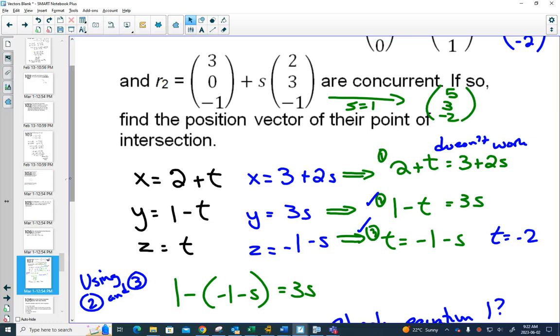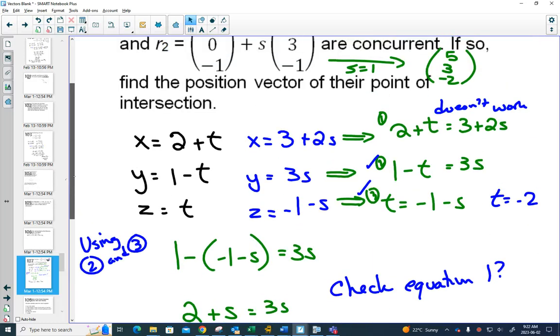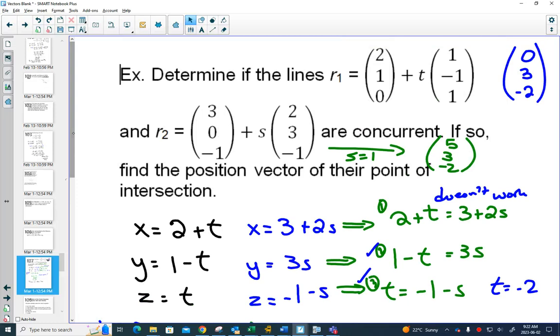But then I had to check that it worked in the first one. The other option is you could find your answers and plug them back into the original equation and see, are the points actually the same? And they should be the same for equations 2 and 3 because those are the ones you used, but unfortunately in this case, it wasn't the same for the first one. And so what do we know from that? These never intersect.